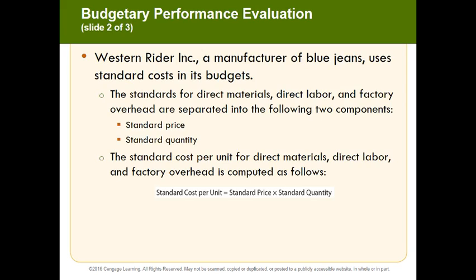We're going to take Western Writer Incorporated. They're a manufacturer of blue jeans, and they use standard costs in their budgets. The standards for direct materials, direct labor, and factory overhead are separated into two components. We have our standard prices and we have our standard quantities. The standard cost per unit for direct materials can be found by taking standard price and standard quantity. We can do this for direct materials, direct labor, and factory overhead.